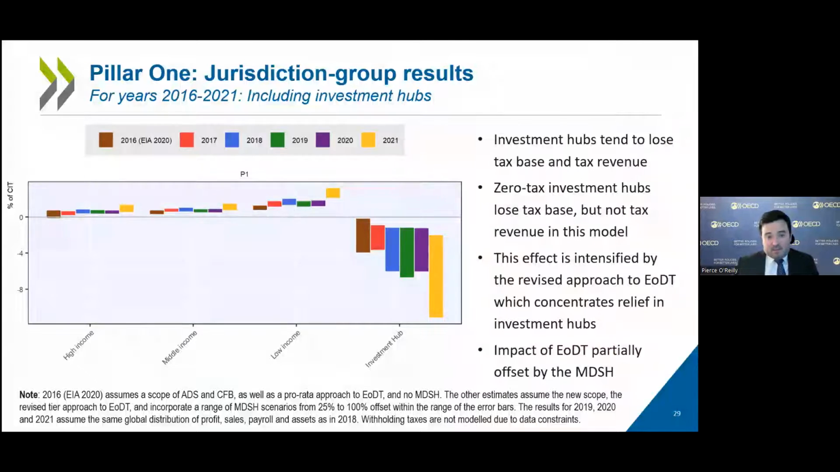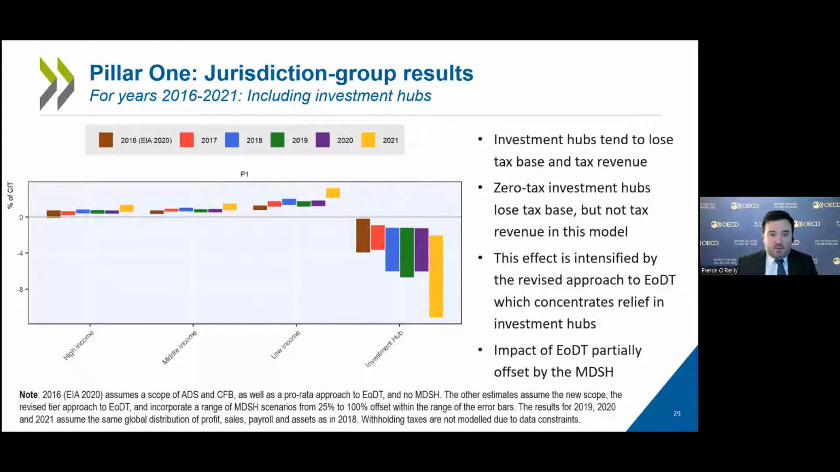But then the last part of the chart essentially shows the scale of the surrender of taxing rights for investment hubs. You see that with the change in design, we do anticipate that investment hubs will lose a certain amount of taxing rights and therefore a certain amount of tax revenue. That's really a function of the revised approach to the elimination of double taxation. Although it's important to say that depending on the design of the NDSH, a certain amount of that impact is partially offset by the NDSH.